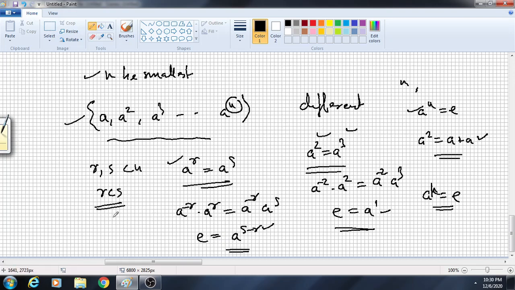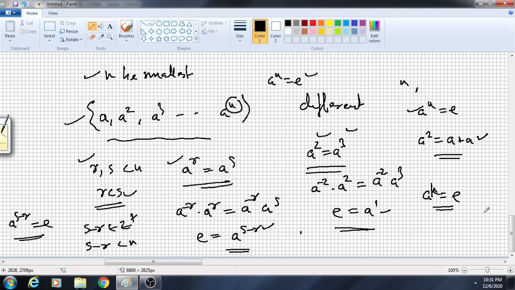But what can I say about s minus r? s minus r is a positive integer, because r is less than s, and since r and s are less than n, definitely s minus r is less than n. So now you have got that s minus r is positive, s minus r is less than n, and a raised to s minus r is equal to e. Now is this possible? It is not possible because you have chosen n to be the smallest integer for which a raised to n is equal to e. So it cannot be possible for smaller numbers than n.